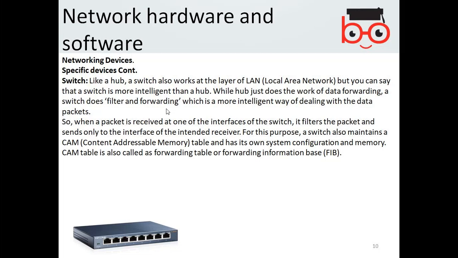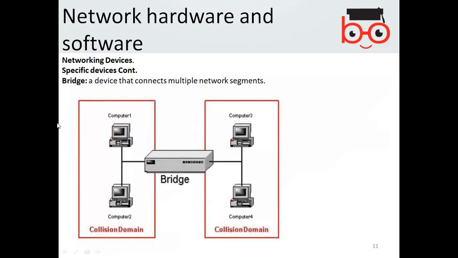CAM table is also called the forwarding table or forwarding information base. So nowadays, at least, switches are used, replacing the hubs. A bridge is a device that connects multiple network segments. So computer 1 and computer 2 are part of one network segment, and computer 3 and computer 4 are part of another. And through the usage of the bridge, you connect two computer network segments.